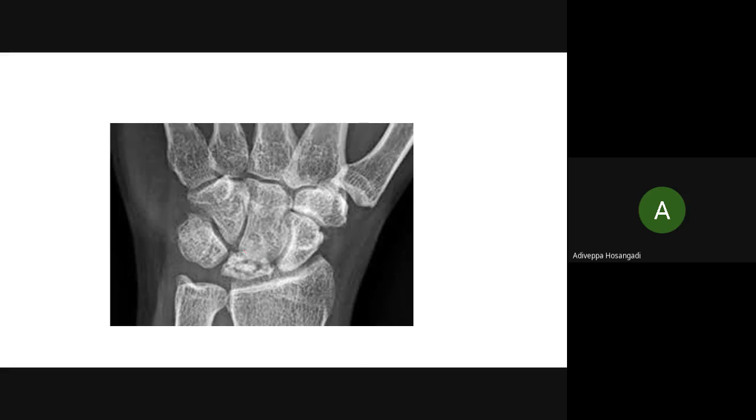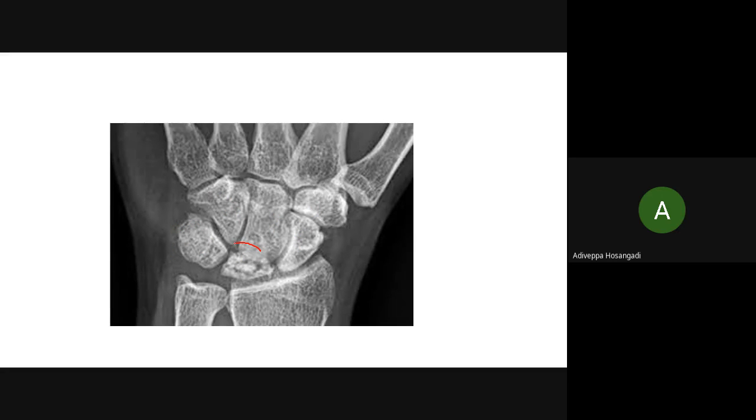I wanted to show you a picture here. So you know the order of bones: S, L, T. There is a P here. T, T, C, H.